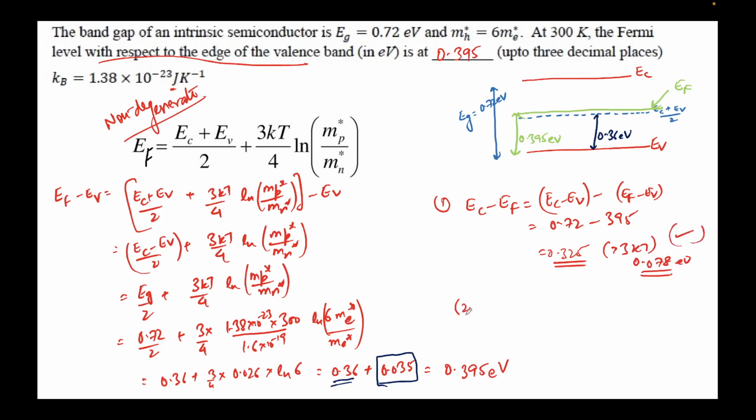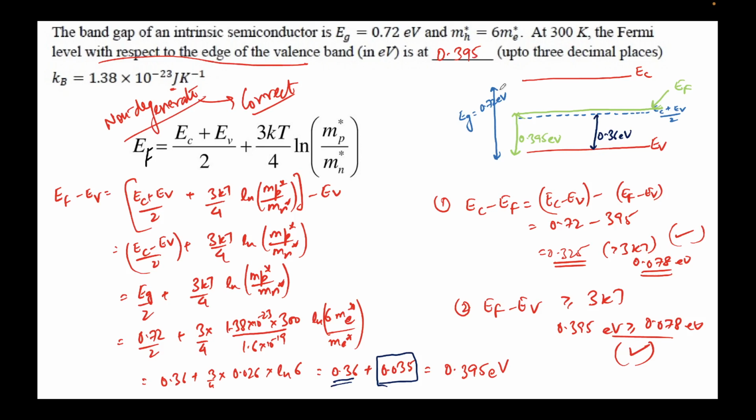We are good here. Second, we need to check that EF minus EV should be greater than or equal to 3 kT. EF minus EV we just calculated, that's 0.395. So 0.395 eV is greater than or equal to 3 kT, which is 0.078 eV. So this condition is also true. Hence, our assumption that this system is non-degenerate is correct, and the formula that we applied is correct. So everything is correct, and our answer is also correct. The answer that we found is that the value of the Fermi level with respect to the edge of the valence band is 0.395 electron volts. Thank you for listening.